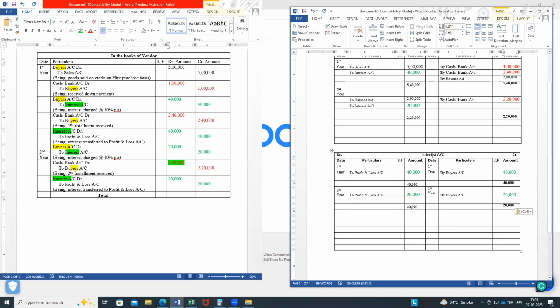At the credit side of interest account, buyer's account dikhega. With the same amount, you have to write at the debit side to profit and loss. So the interest which has been charged to the buyer would be again transferred to profit and loss account. That's what it says. It is as simple as that. But make sure that you practice this. Amount would be different. Percentage would be different. But you must know how to calculate and how to pass the journal entry. That's it for now.